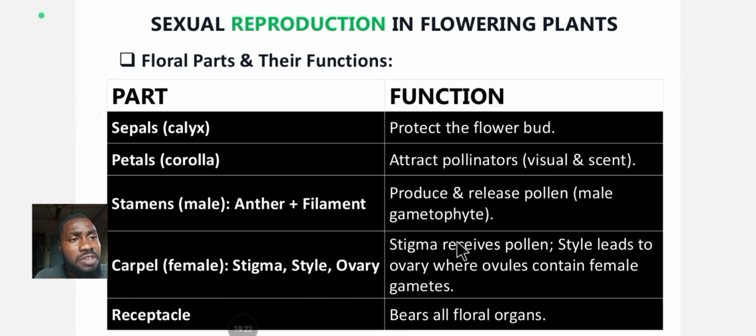It contains what? The female gamete. All right, because it is inside the ovary in the stigma. That is where you find the ova. Okay, and there must be a contact between the male gamete and the female gamete for fertilization to occur. So there must be a way to ensure that it enters.